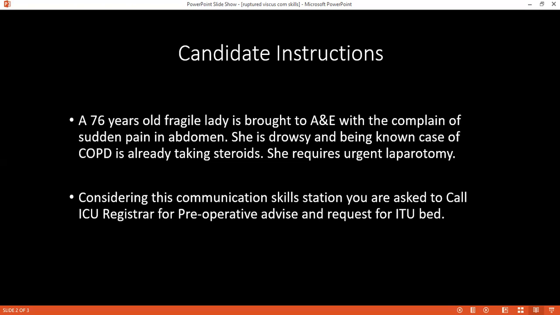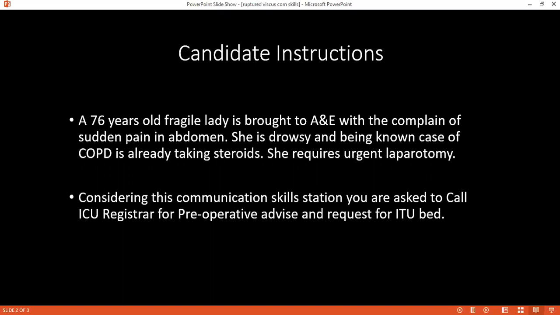Can I check that I am talking to Mrs. Lina, the ICU Registrar? Yes, I'm Mr. Lina. Please summarize your case. Yes, ma'am. Mrs. Janice, 76-year-old female. She is a known case of diabetes mellitus. And she is a known case of COPD. She presented to us with a perforated viscus and is planned for the laparotomy today.